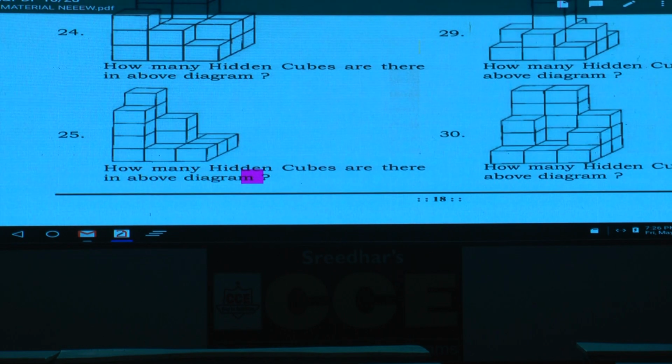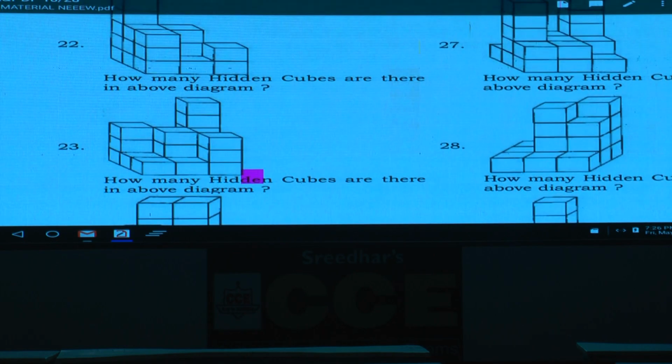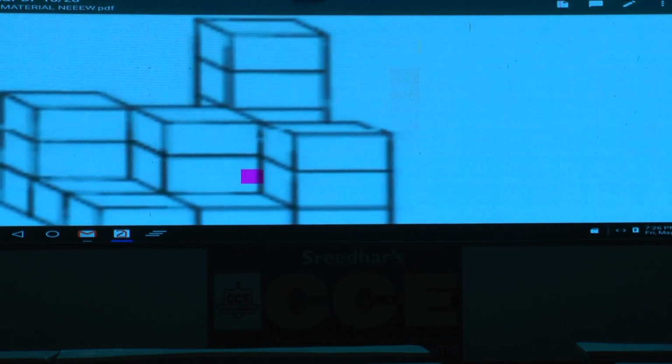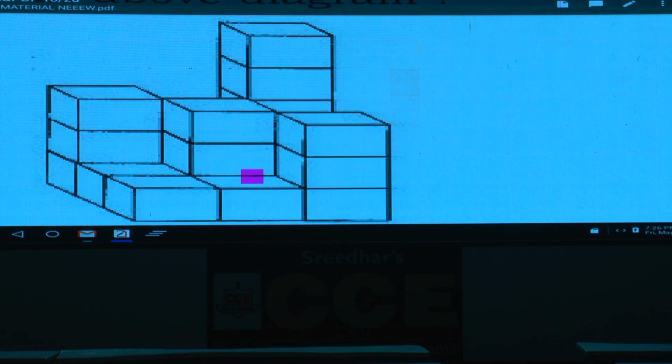Then 23. Question number 23 once again. Yes, what is the doubt you got here? 23.